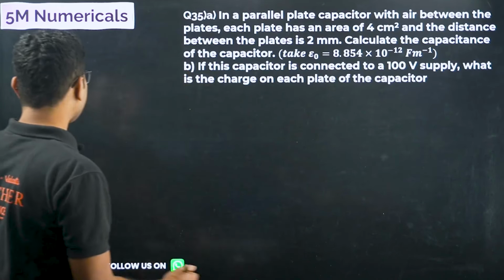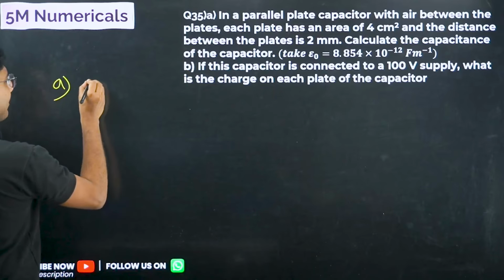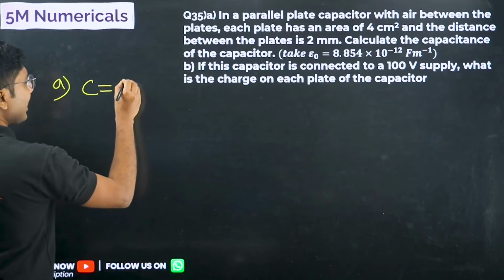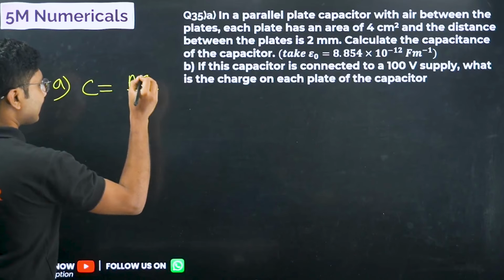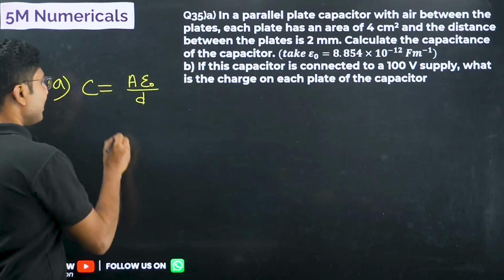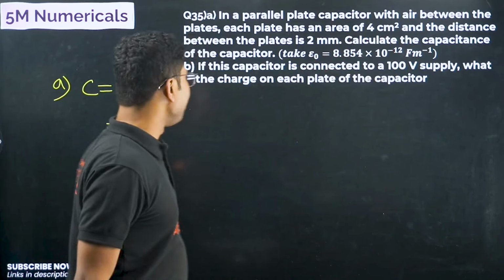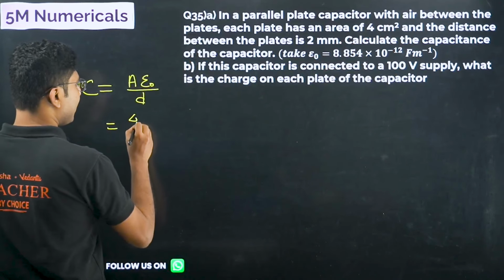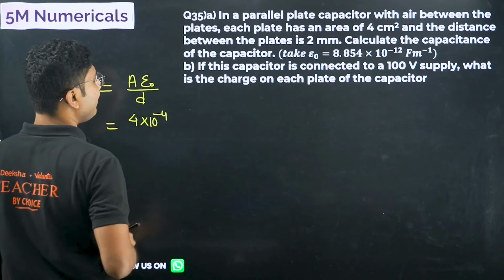So first we will calculate the capacitance, part A. What is the formula for capacitance? The formula is simply A epsilon naught by d. Yes, the same formula that we derived a few minutes back. Here the area is given as 4 centimeter square, so 4 into 10 to the power of minus 4 meter square.